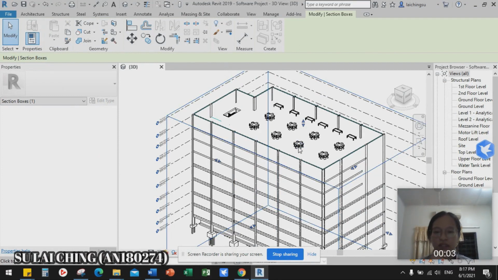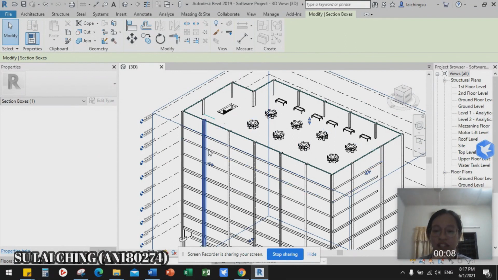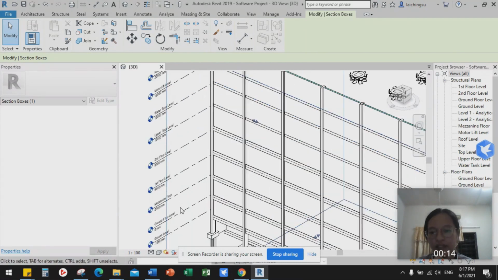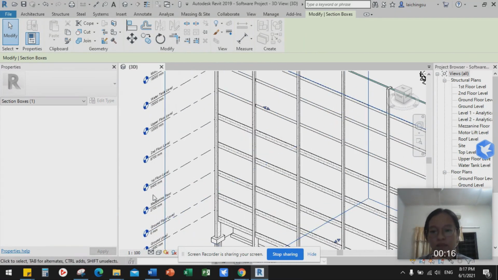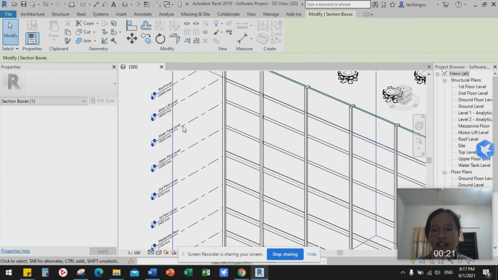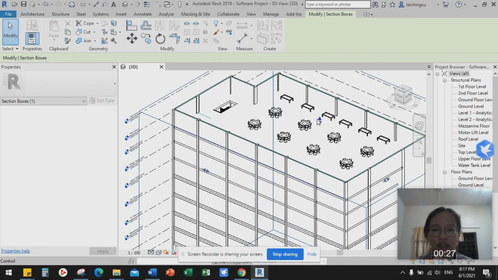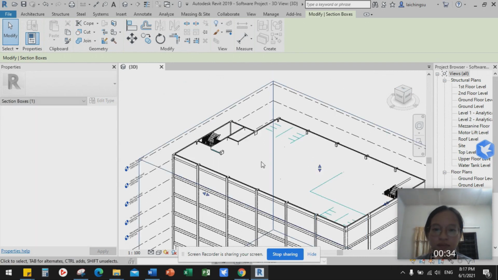I will explain about the design of the roof, the design of the additional floor and the roof top. In 3D view, we can see there are 8 levels, which are ground level, mezzanine, first floor, second floor, upper floor, water tank, motor lift, and roof level. Now we can see the design of the upper floor first.